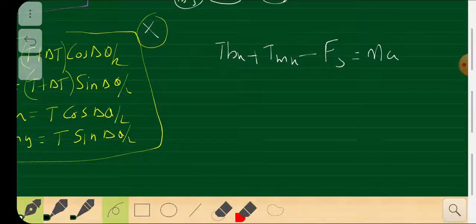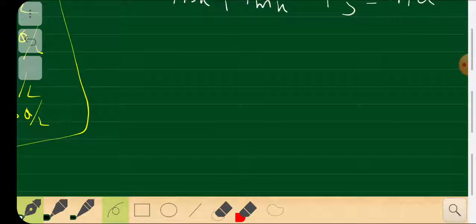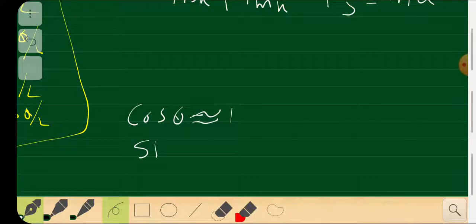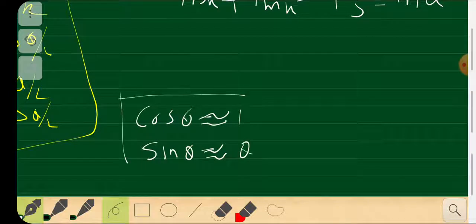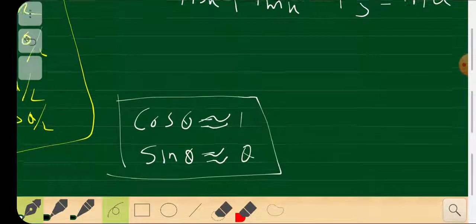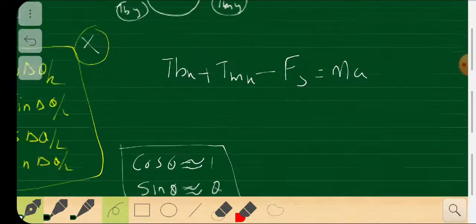So remember that we have done the small angle approximation. So cos theta for small theta values will be approximately equal to 1, and sine theta for small values of theta will be approximately equal to theta, right? So these are the two things we have done earlier. So I'm going to use the benefit of that here.